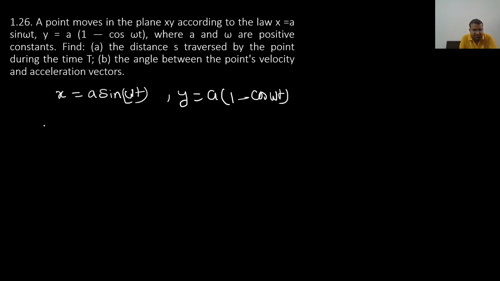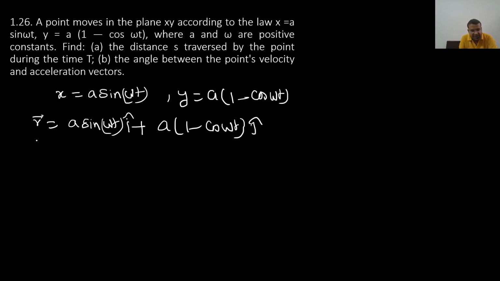Let us solve this question. First of all, if I write the position vector of this particular point, it will be a sine omega t into i cap plus a into 1 minus cos omega t into j cap. Here the x coordinate is associated with i cap and the y coordinate with j cap, as i and j are the unit vectors of the x and y axes.